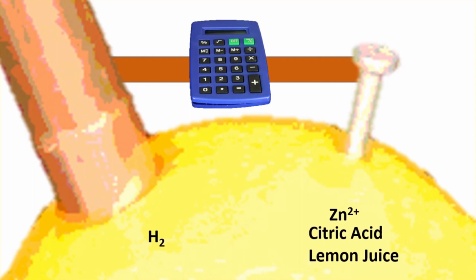What's shown in this video is a battery formed from a lemon and two nails. One of the nails is made up of iron, while the second one is made up of zinc. It's clear that the battery used the chemical energy which is inside the lemon and converted it into electrical energy.